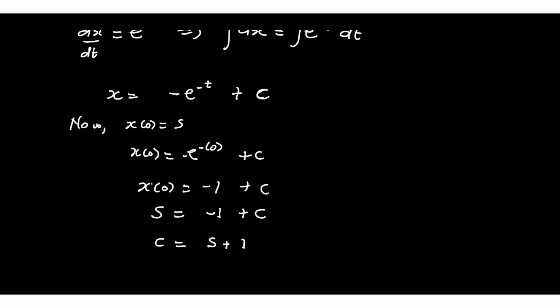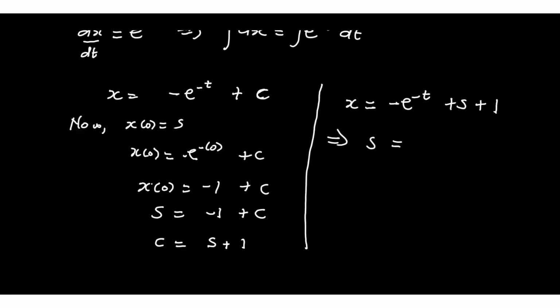We substitute c back into the equation we had, and then we have x equal to negative e negative t plus s plus 1. And so this is what we have. Now as we have been able to find our value, we can make s the subject, and we'll have s equal to x plus e raised to the power negative t minus 1. So this is what we have.